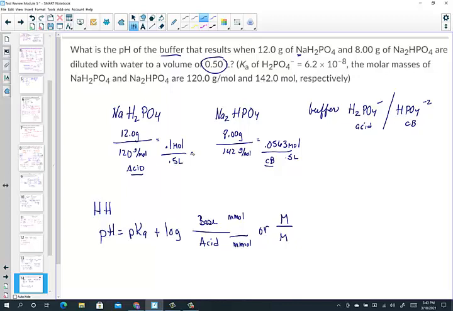So to emphasize that, the ratio of millimoles, 0.1, whoops, I need the base, 0.0563 over 0.1, or 0.1 over 0.5. 0.0563 divided by 0.5 liters is 0.1126 molar. I'm emphasizing that you're going to get the same number regardless if you divide by the liters or not. So it's really just a choice. To me, it's just extra steps.